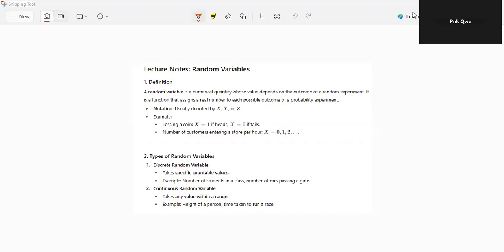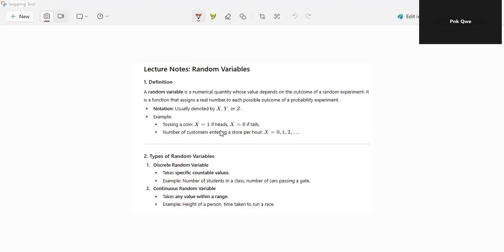Our session today, we'll look at random variables. A random variable is simply a numeric quantity whose value depends on the outcome of a random experiment. It is simply a function that assigns a real number to each possible outcome, which has a probability.